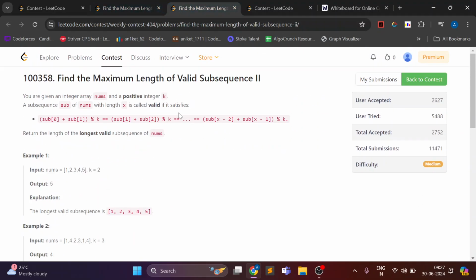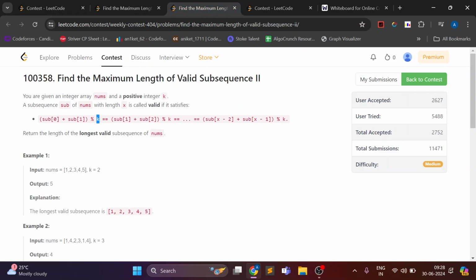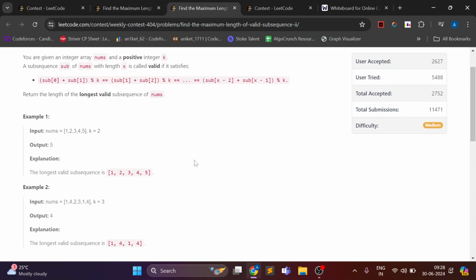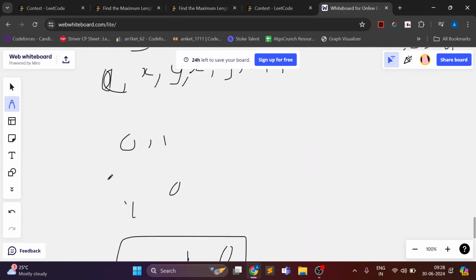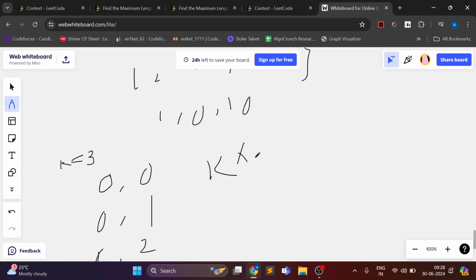Now the third question is similar to that, but here the value of k was 2. Here the value of k is given, meaning it is variable, it is not the same. And what is the problem here? The problem here would be the number of possible combinations of alternative sequence. So let's say if I have k equal to 3, all possible combinations would be 0 0, 0 1, 0 2, then 1 0, 1 1, 1 2. So possible combinations would be k square.